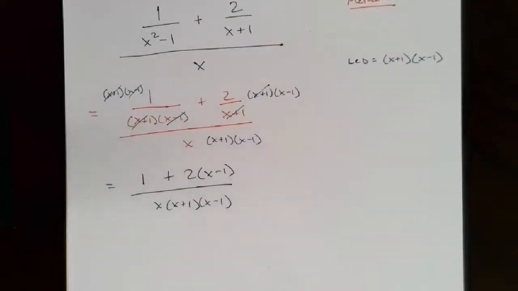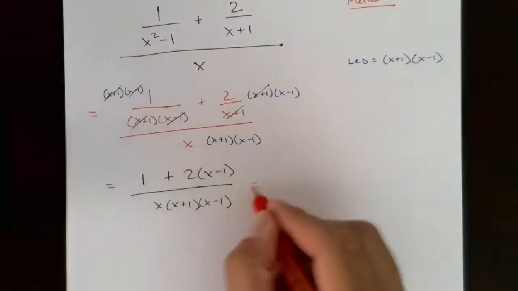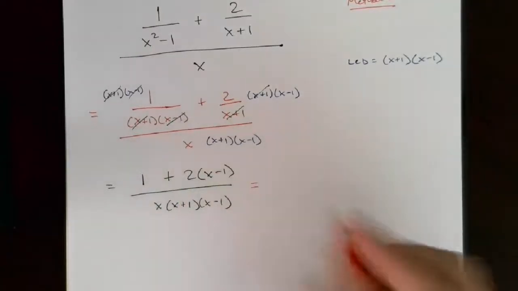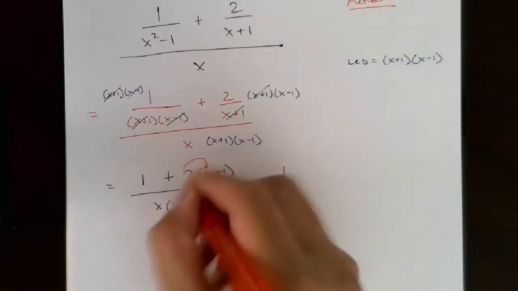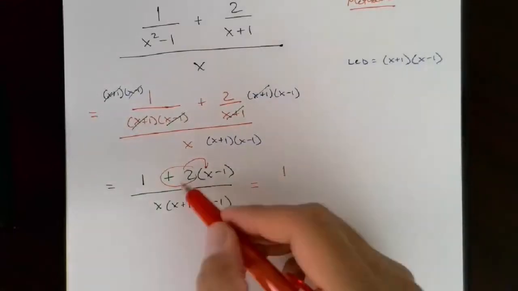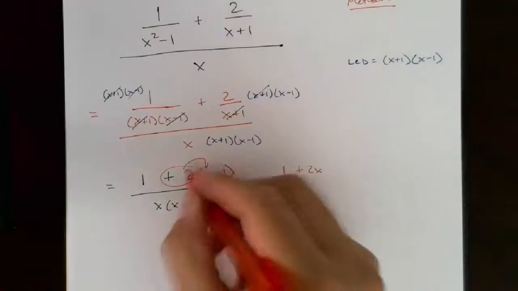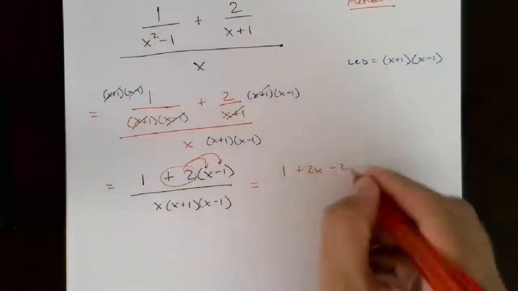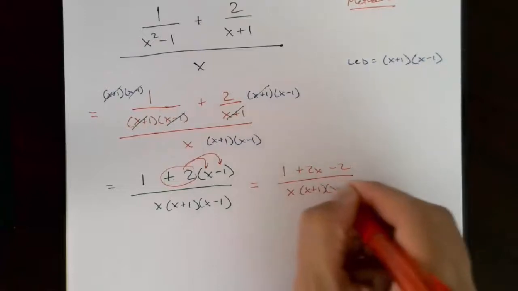Once you have that, now we're going to simplify. By simplifying, I really mean you have to distribute through the numerator, combine like terms, and then factor at the end if you can. So we end up with 1 plus a positive 2 getting distributed through. Make sure you take the sign with it. If that was a negative, you want to bring a negative. So a positive 2 times x will be plus 2x. A positive 2 times a negative 1 makes this minus 2, all over x times x plus 1 times x minus 1.